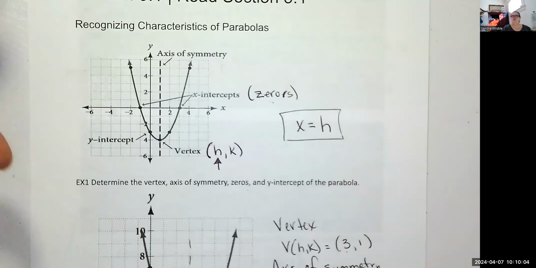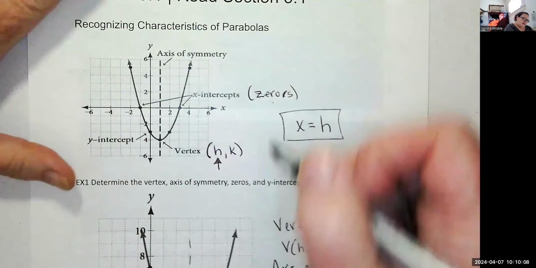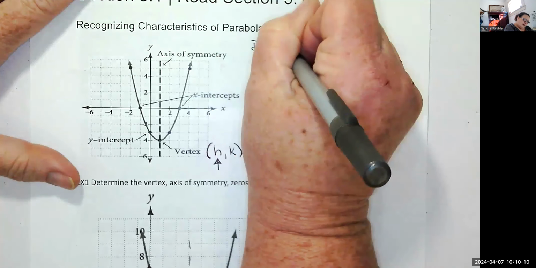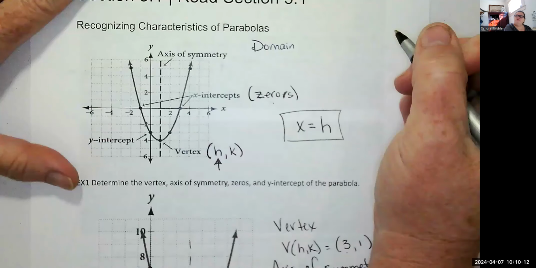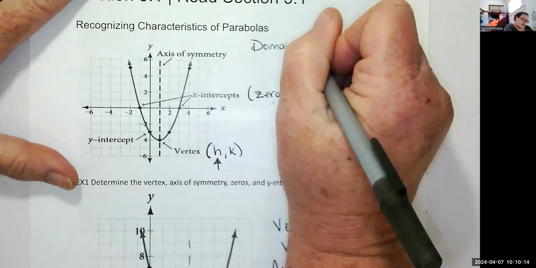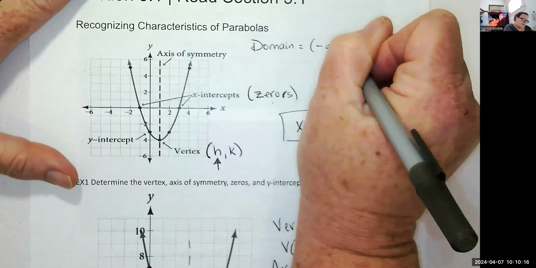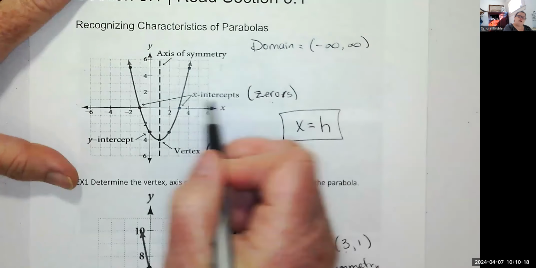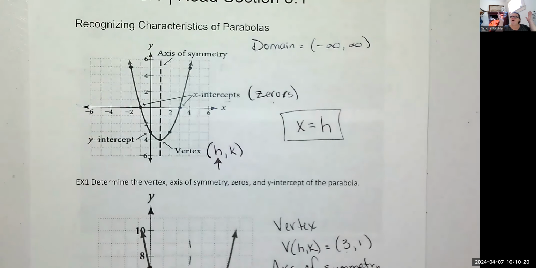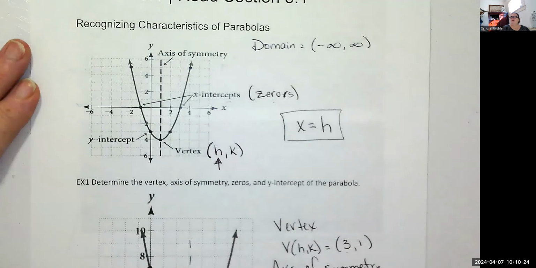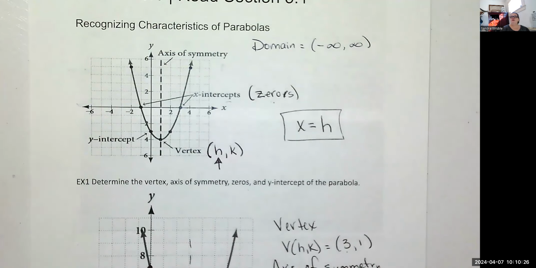Okay, let's talk about domain and range of everything we've looked at so far. So the domain for any quadratic, and we've discussed this in the last module, is always negative infinity to infinity. That is your x values. Because it keeps going out, out, out, all x values are included. So the domain is all real numbers.